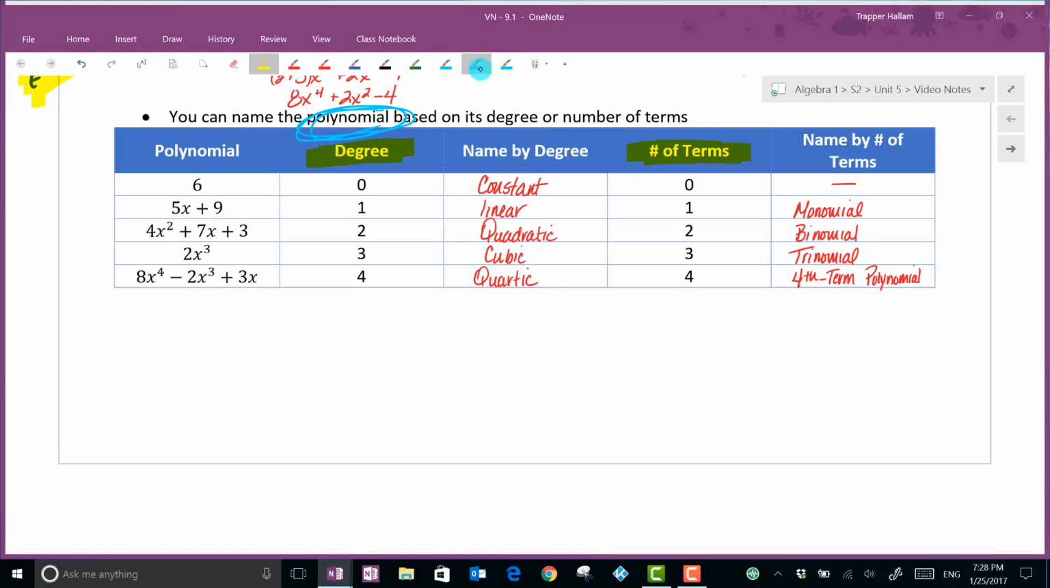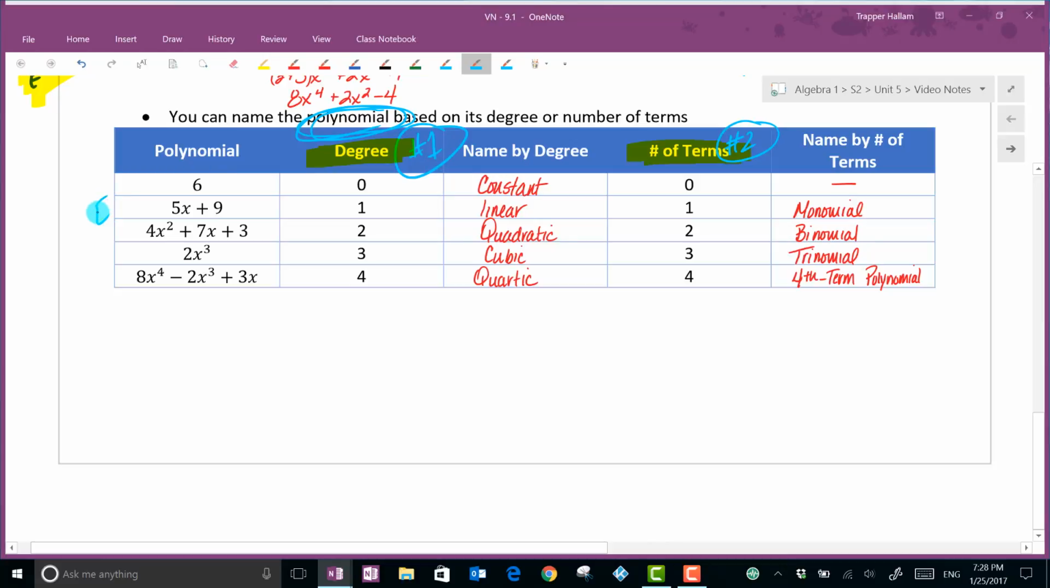Just so we're clear, naming these, this is usually our number one method. We usually call them by the degree. That's usually a little bit more important to us in most aspects, but not always. And then we name them by number of terms. So this would be kind of our second to go. Sometimes we say both because it's important. So let's go ahead and get down to the naming.